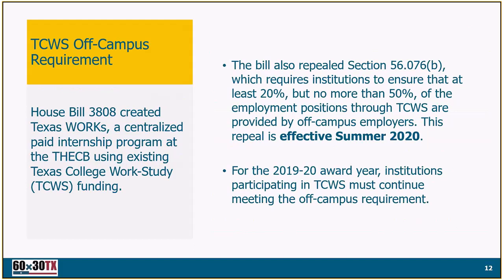This was a very difficult thing for institutions to meet through the past about 3 or 4 years since it went into effect. And so due to this Texas Works program, they were able to repeal that piece of it. But the question we've been receiving is, when does that go into effect? Unfortunately, it will go into effect summer 2020. So for the 1920 award year, institutions that are participating in the program do still have to meet that off-campus requirement just for this last year.